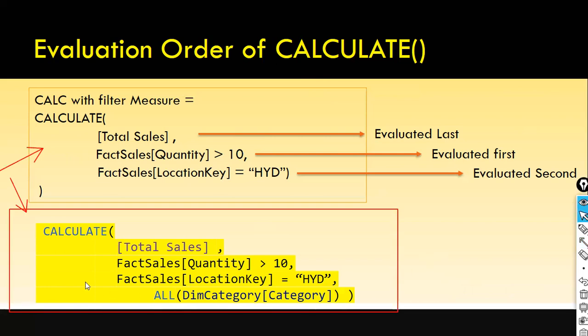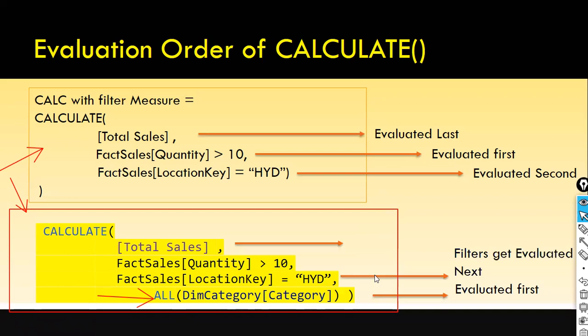In this case, we have something called a filter modification function. There is the ALL function, which is a filter modification function. We also have two Boolean filtering conditions. There are two filtering criteria, along with the ALL function. ALL is a filter modification function, a very beautiful function. In this case, only the filter modification function will get evaluated first, and only then the other two.